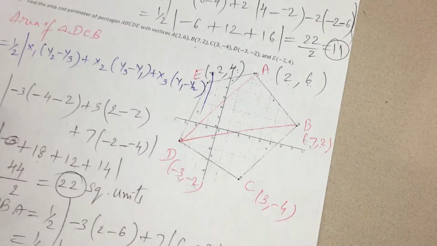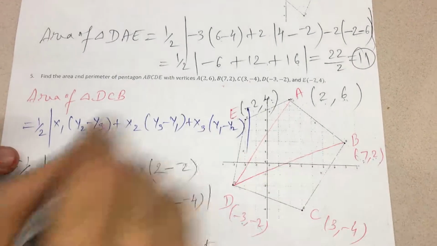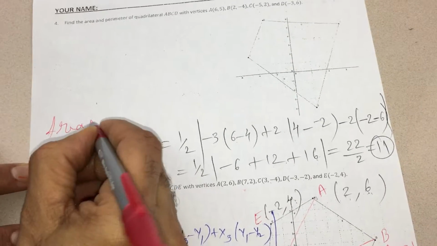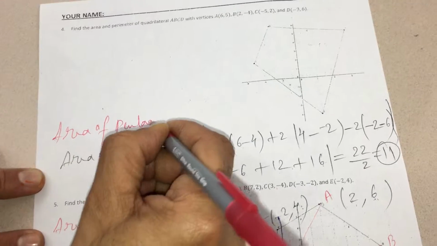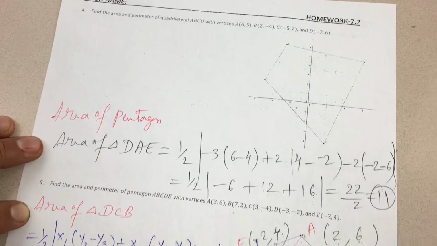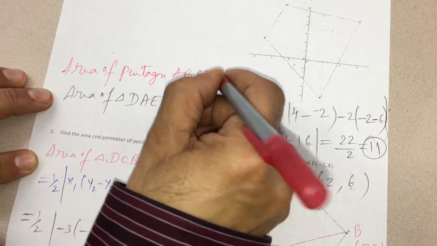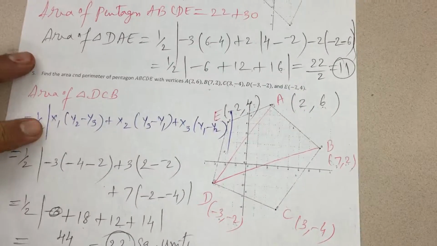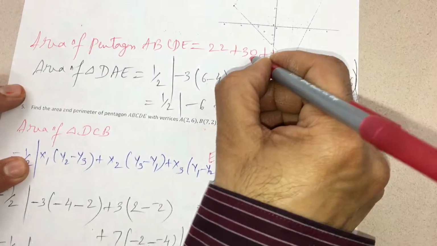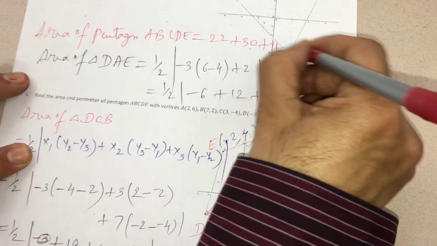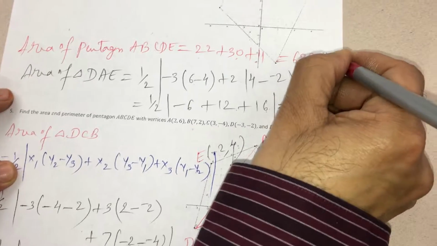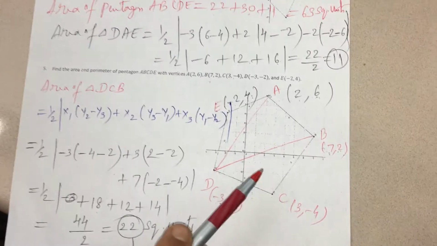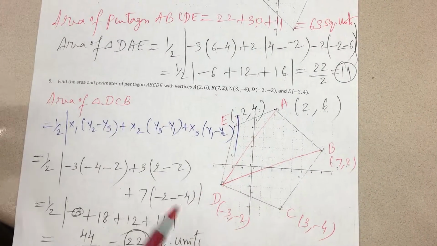So this is if we want total area of the pentagon. Therefore, area of pentagon ABCDE is equal to 22 plus 30 plus 11. I get 63 square units. So in this way, we find the area of this pentagon by using the shoelace formula for each triangle and then adding. Thank you.